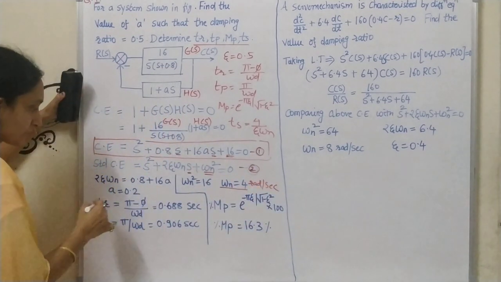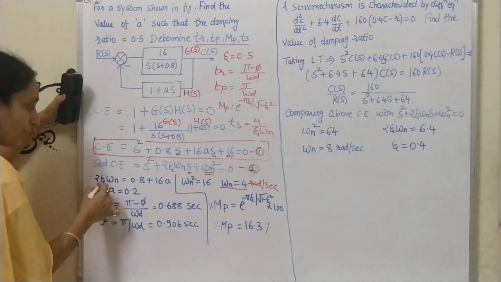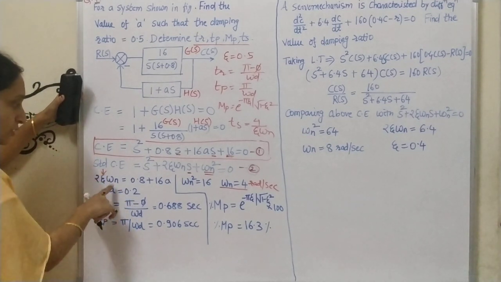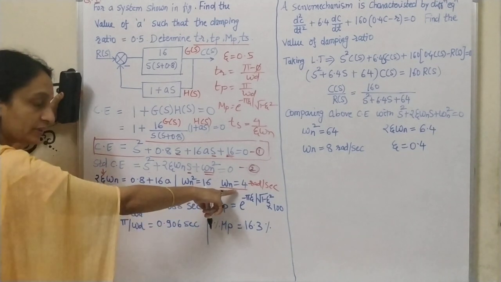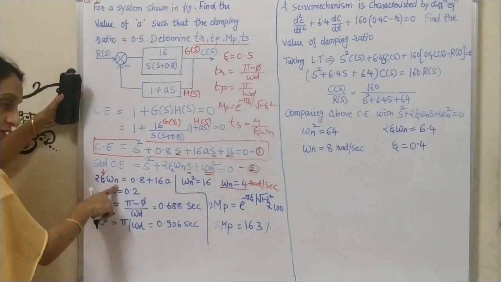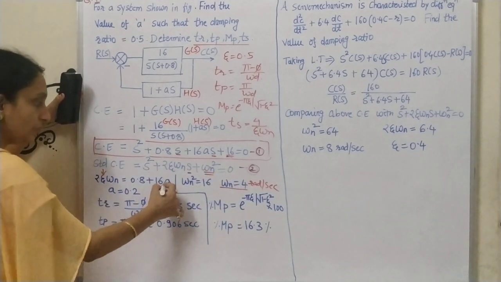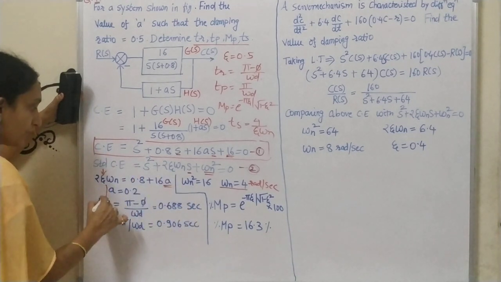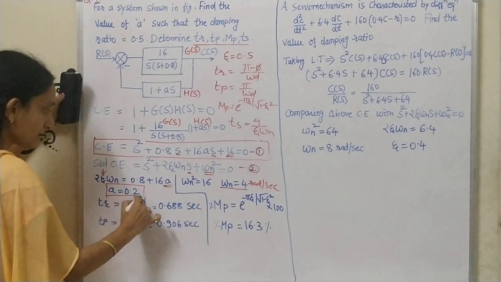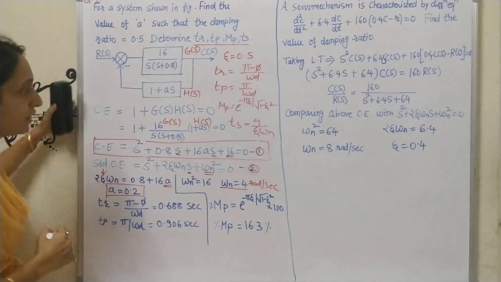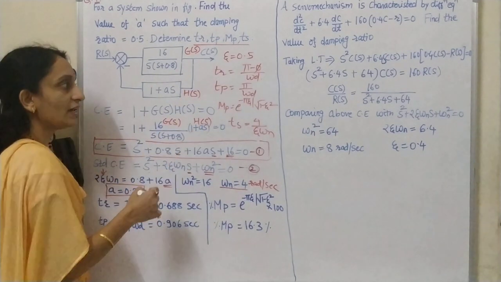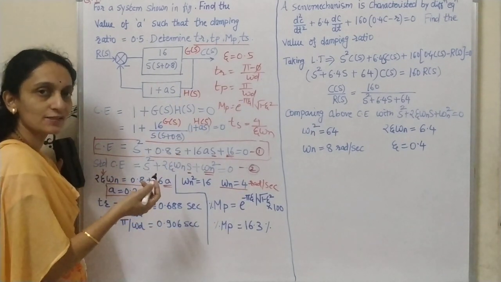Next, we know the value of zeta, so we put the value of zeta here. Omega n we have just calculated, so we put the value of omega n here. The only unknown term is a, so you will get the value of a here. A is equal to 0.2. Then we need to put all the values in these formulas to get these specifications.